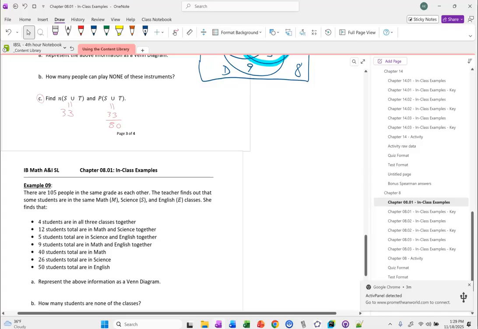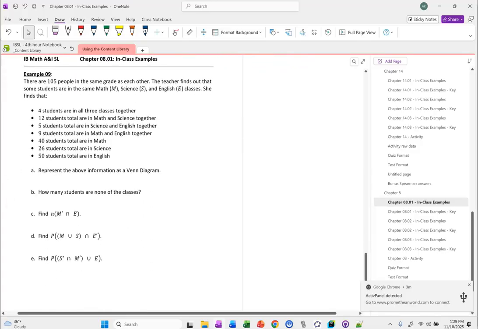Let's keep on going. There are 105 people in the same grade as each other. The teacher finds out that some students are in the same math class, science class, and English classes. She finds that 4 students are in all 3 classes together. 12 total students are in math and science together. 5 total are in science and English together. 9 total are in math and English together. 40 total are in math. 26 total in science, and 50 total in English. Represent the above information as a Venn diagram.